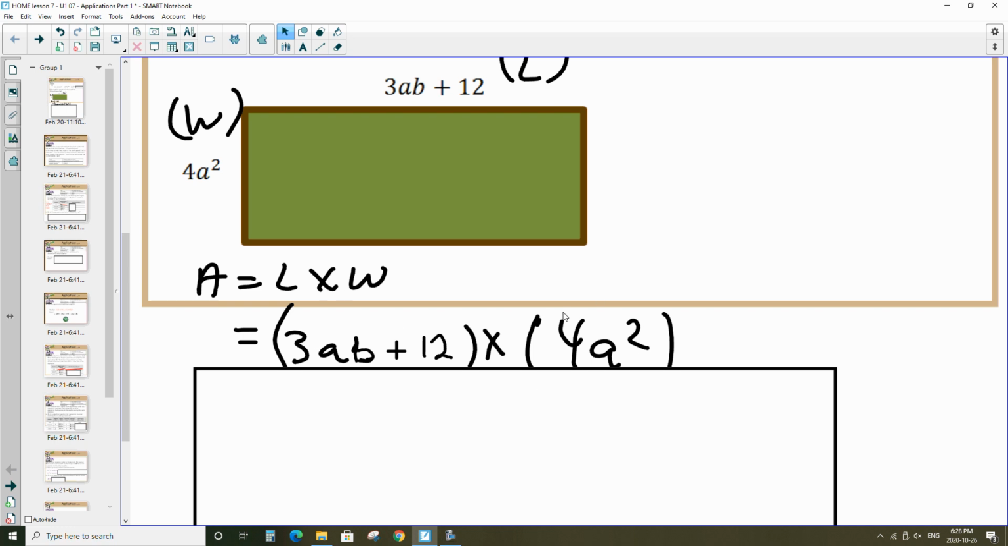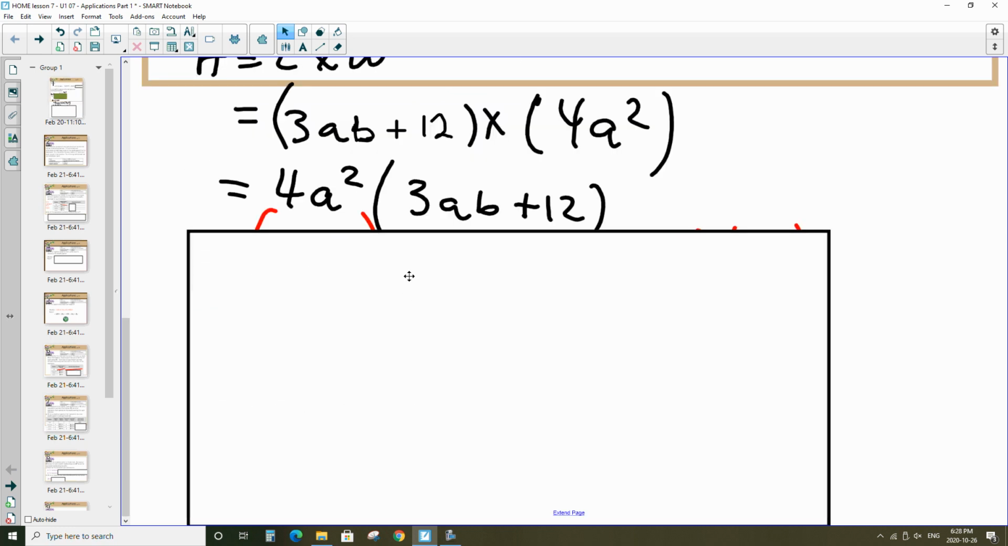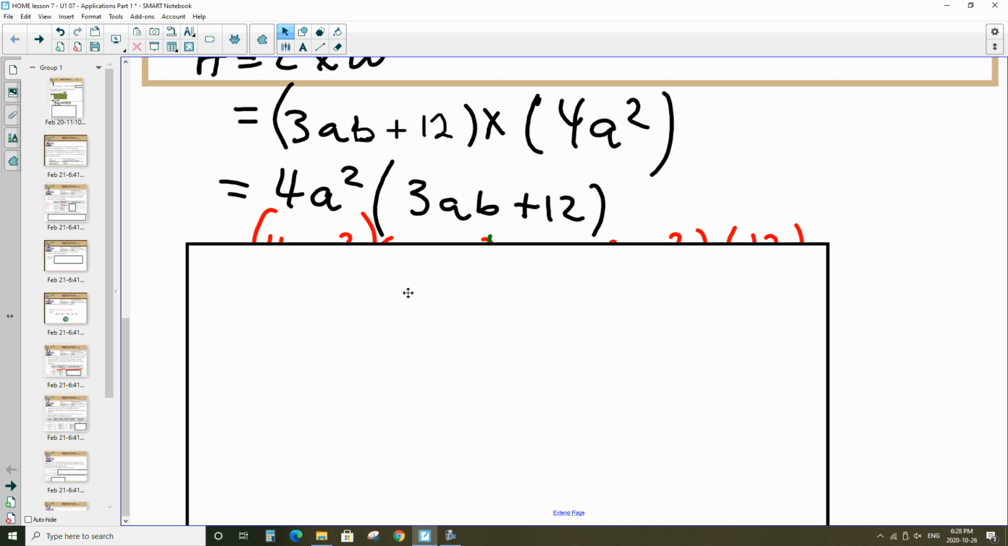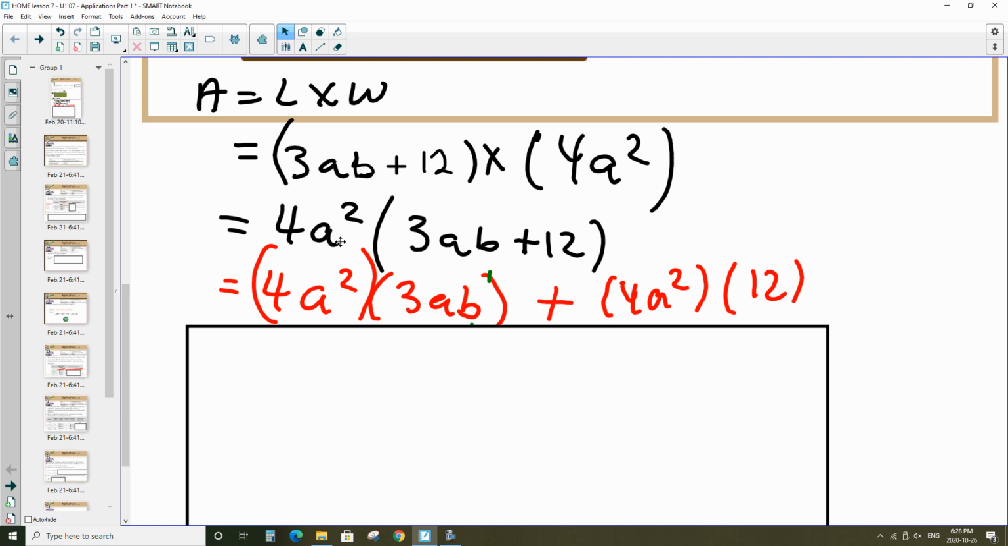I'm going to put that monomial first, just because I've taught you how to multiply a monomial by a binomial by having it in the front, so it's something that you are familiar with. So I've just flipped them here. And now what I'm going to do is multiply this 4a squared by everything inside the bracket. So it's going to get multiplied by the 3ab, and it will also get multiplied by the 12. And that's what I'm showing in this line here.